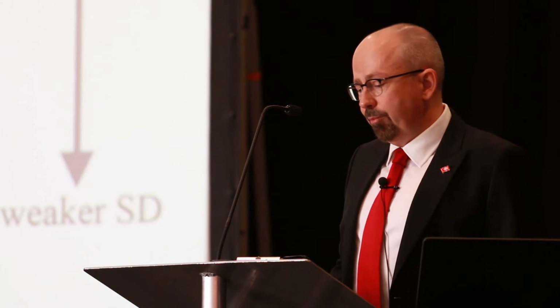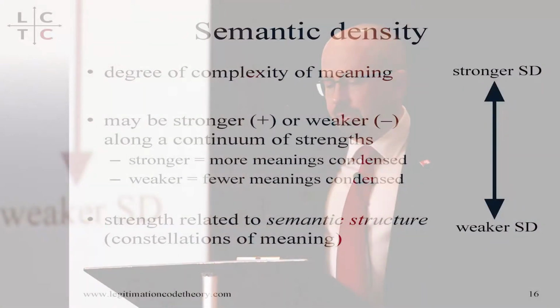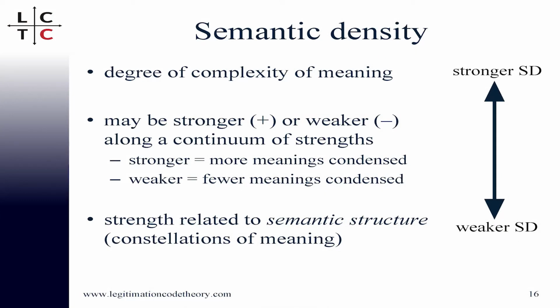The second concept is semantic density. And this refers to the degree of complexity of practices, whether they're symbols or concepts or phrases or gestures or clothing or body movement or whatever. It describes how many meanings are condensed within something or packed into something. So the stronger the semantic density, the more meanings are condensed in it; weaker semantic density, fewer. Put another way, it describes how many meanings are related together in what we call in LCT a constellation. To show what I mean, I'll give you a couple of examples.